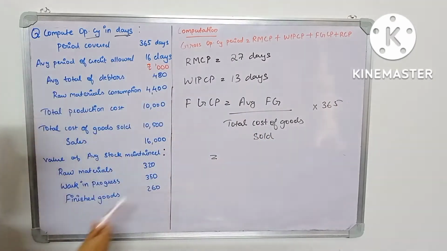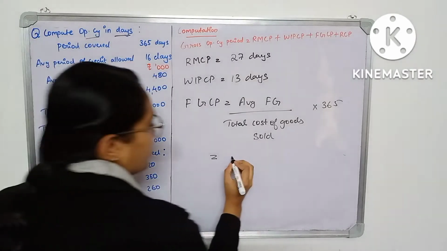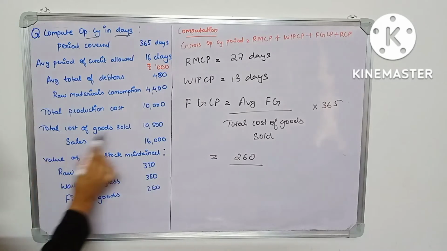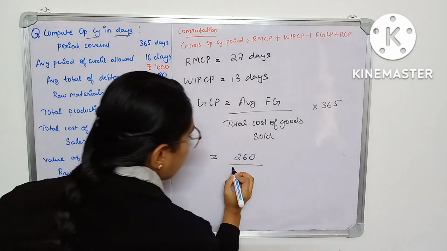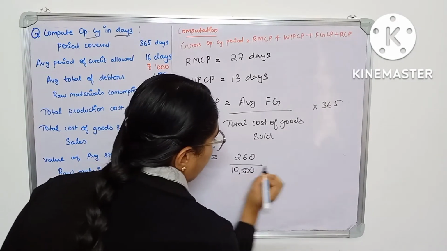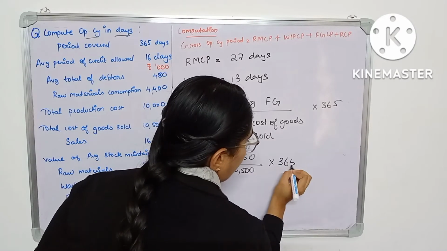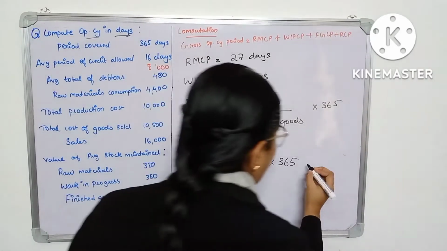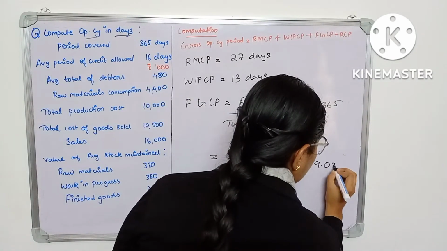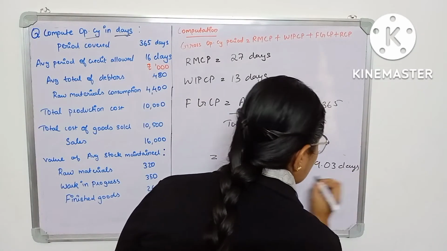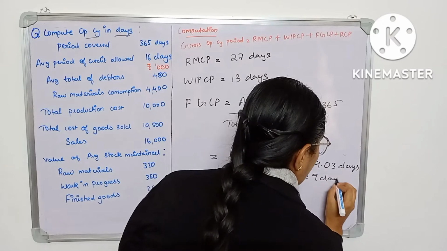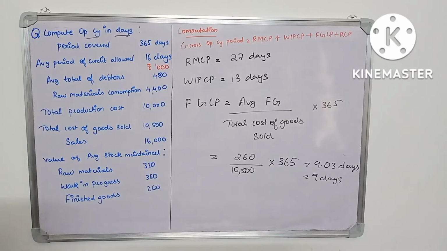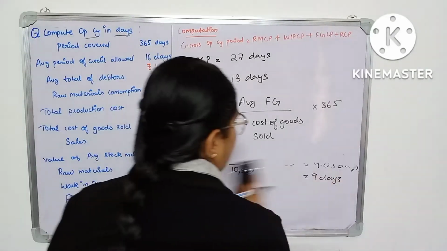The average value of finished goods is 260. So 260 divided by total cost of goods sold, which is 10,500, into 365. Okay, so what is the value you are getting? You will get 9.3 days, which may be rounded as 9 days. So the value of the finished goods conversion period is 9 days.